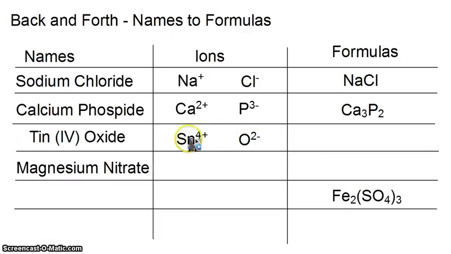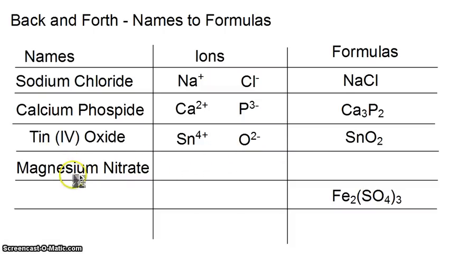If I'm going to put these together, because tin has 4 plus and the oxygen only has 2 minus, I need 2 oxygens to make this work. If you want to draw out puzzle pieces, you'll see that. Okay, and so I end up with SnO2 because I needed 2 oxygens for the one tin.